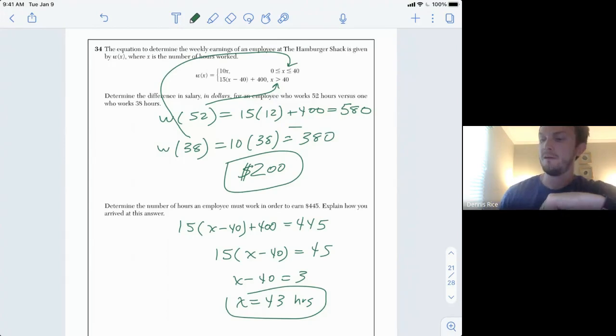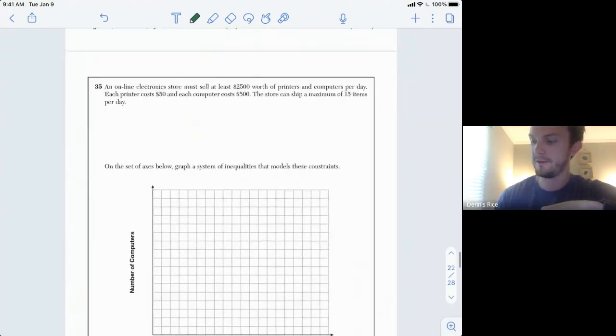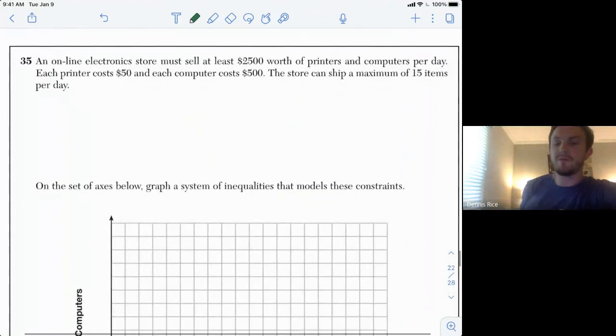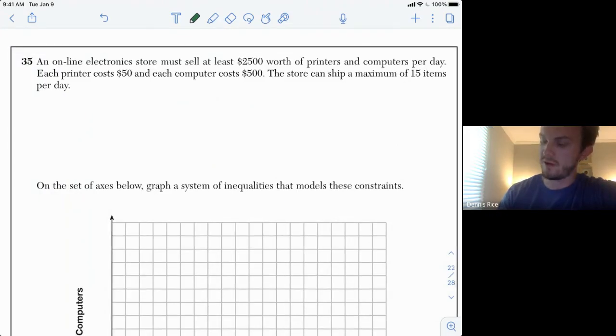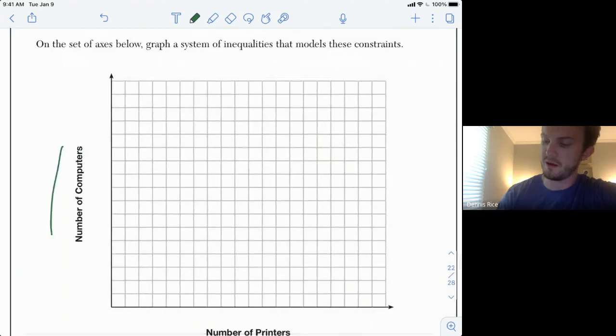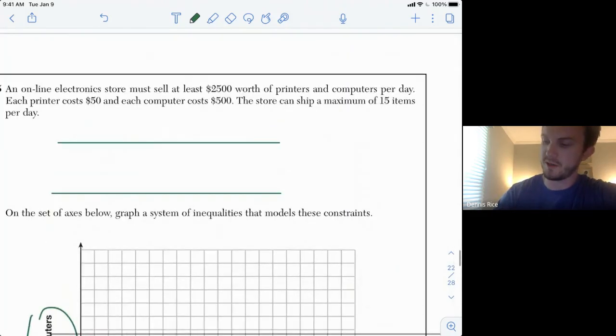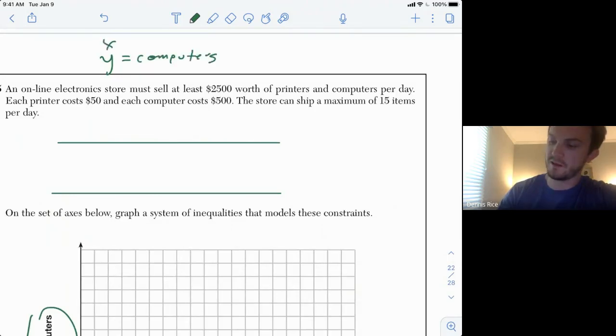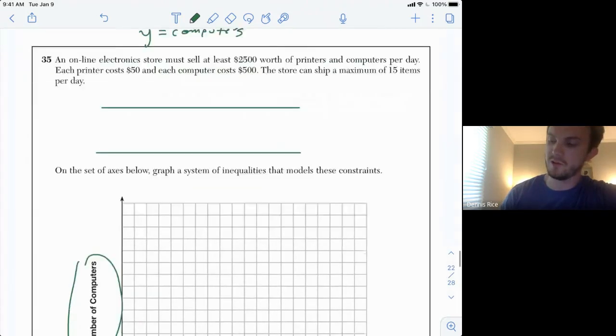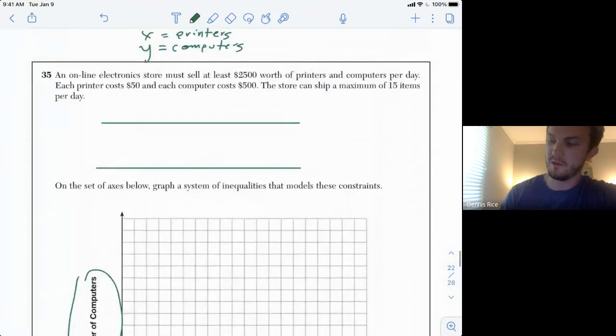Okay. For 35, we have our topic from yesterday, a system of inequalities. So what I want to do first is create a system of inequalities given that paragraph. Now, it doesn't say X and Y in the paragraph, but if you look down below, it kind of does. So we're going to use Y to represent computers, that's on the Y-axis, and X to represent printers. You kind of had to look ahead to the graphs before you started creating. So take a moment, create 2 inequalities, what we call a system, and then we'll get to the graphing part.